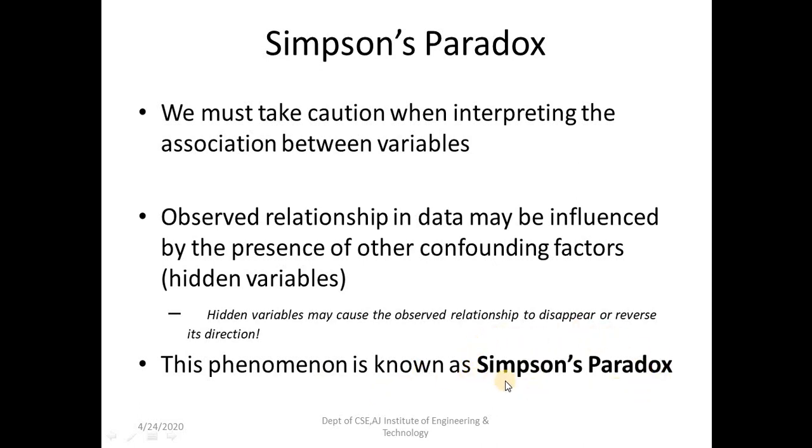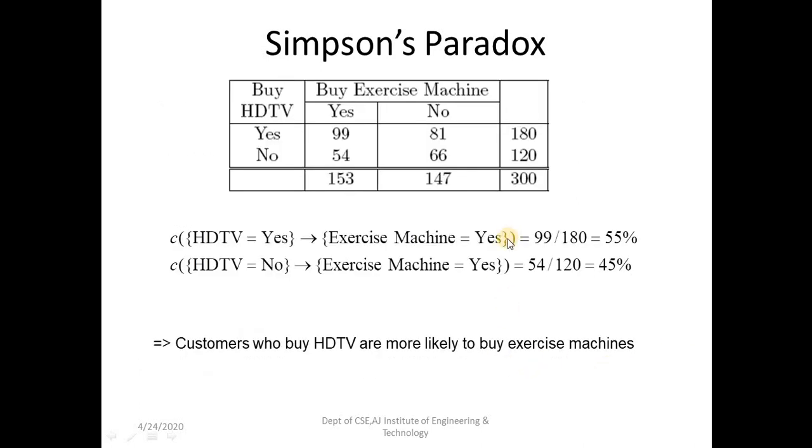So Simpson's paradox is a phenomenon in which the hidden variables will have some effect on the observed relationship in data. So the observed relationship in data will be affected by the hidden variables. That phenomenon is known as Simpson's paradox. So let us see the Simpson's paradox with an example.